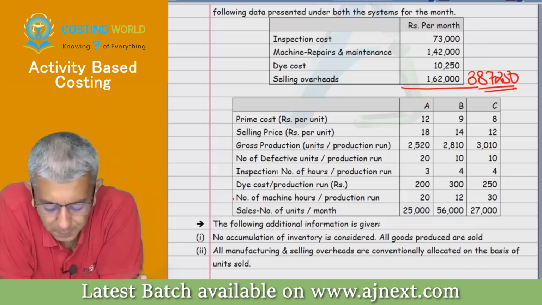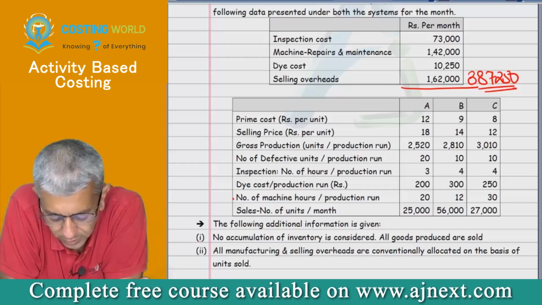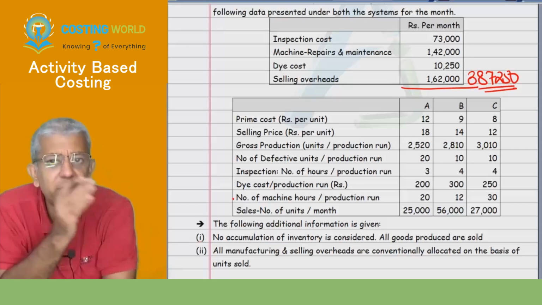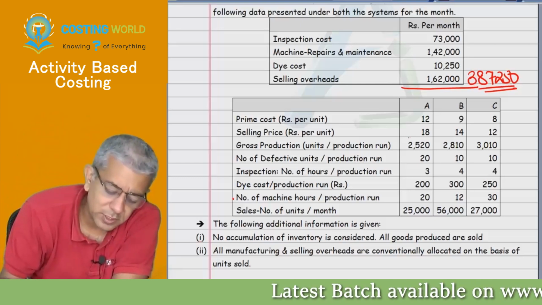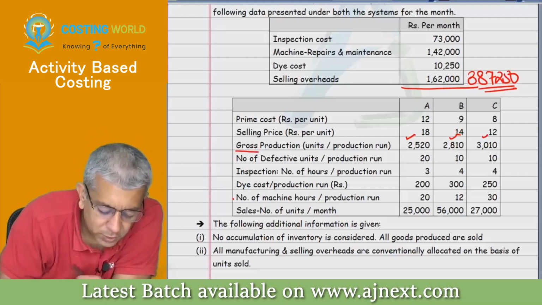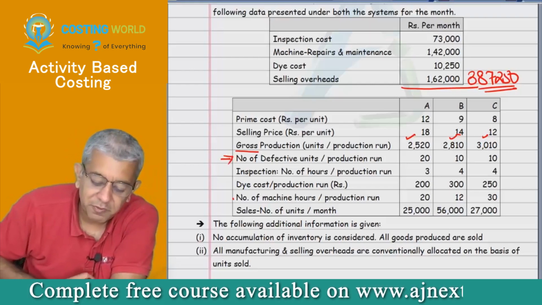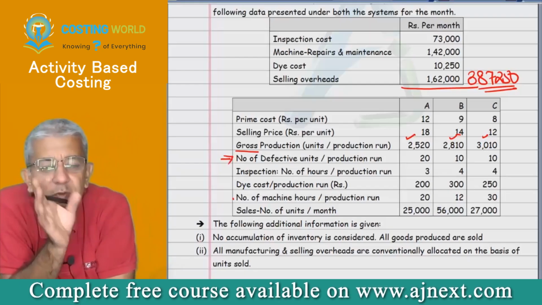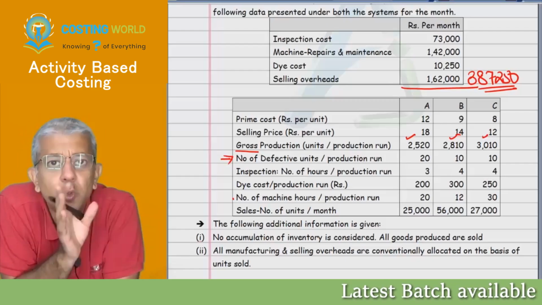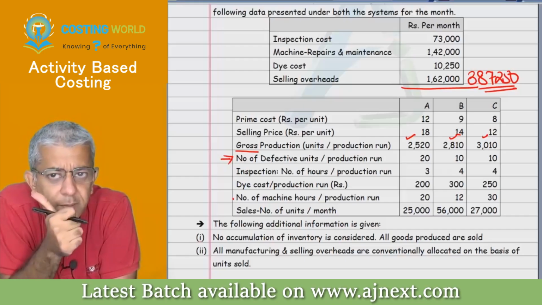Further, prime cost 12, 9 and 8. Selling price 18, 14, 12. Gross production units per run. So whenever we set up the machines once, we produce these many units, these many units, these many units. But I think these are gross production. They have used the word gross production because of the next line. Number of defective units per run. So out of 2520, how many units are defective, beta? 20. So can we say 2500 are the good units that get produced in one run? Is that okay? Yes, sir.